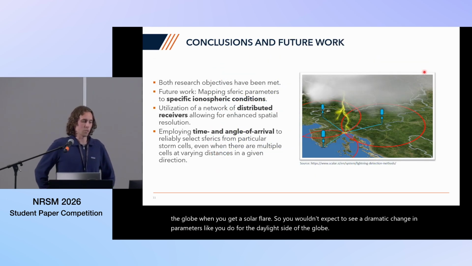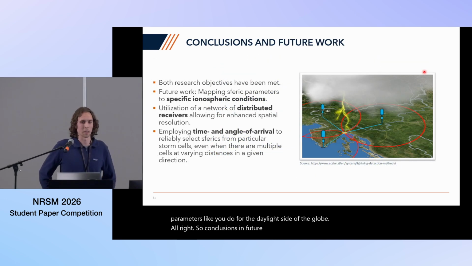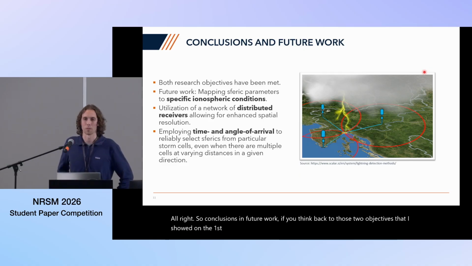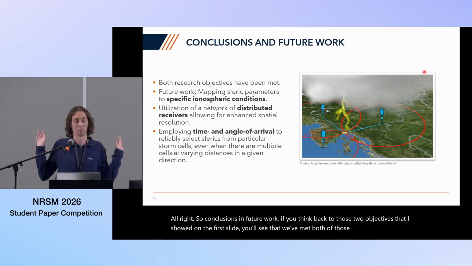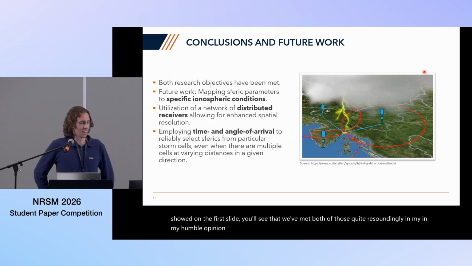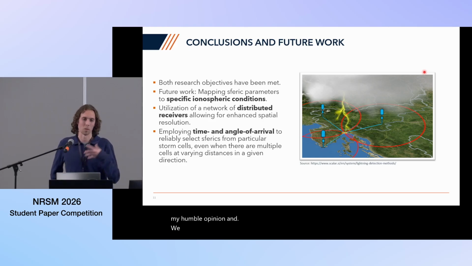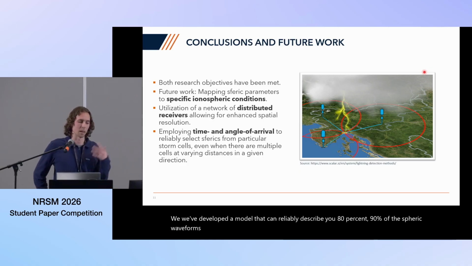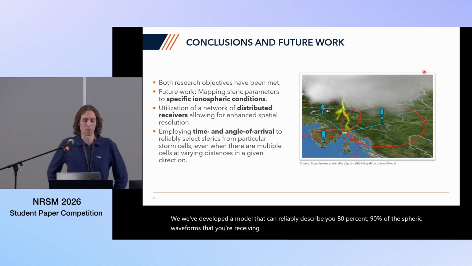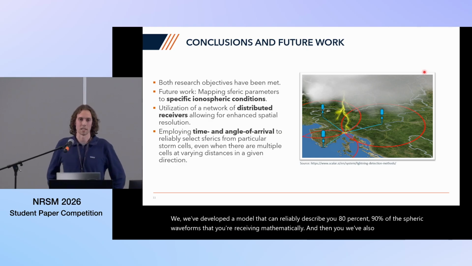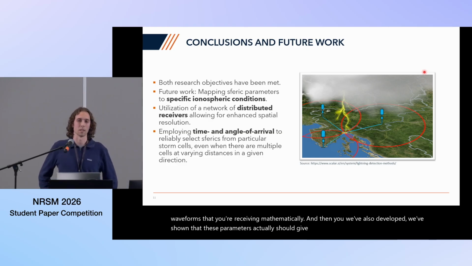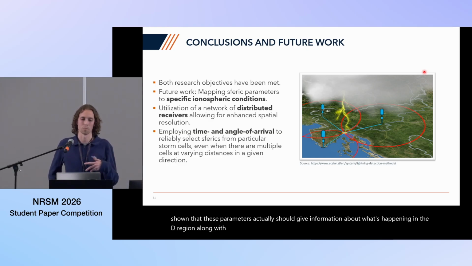All right, so conclusions and future work. If you think back to those two objectives that I showed on the first slide, you'll see that we've met both of those quite resoundingly, in my humble opinion. We've developed a model that can reliably describe 80%, 90% of the spheric waveforms that you're receiving mathematically. And we've also shown that these parameters actually give information about what's happening in the D region along the propagation path from source to receiver.